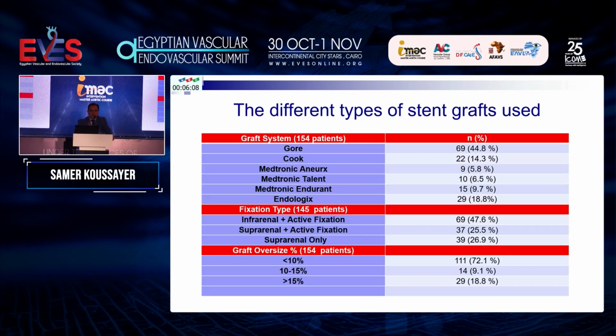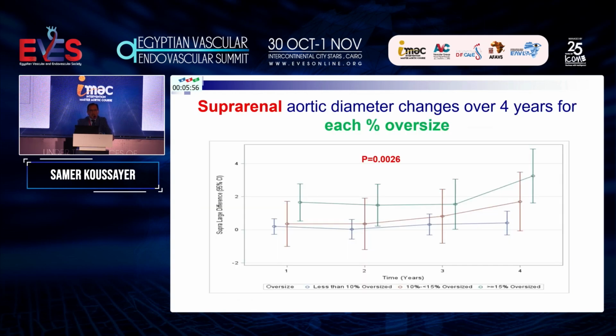He used different kinds of systems: Gore, Cook, Medtronic, Endologix, with different kinds of fixation and different graft oversizing, and followed these patients with yearly CAT scans for 4 years. When he looked at the suprarenal aorta, comparing with oversizing, he found that the suprarenal aorta dilated the most if you oversized more than 15%.